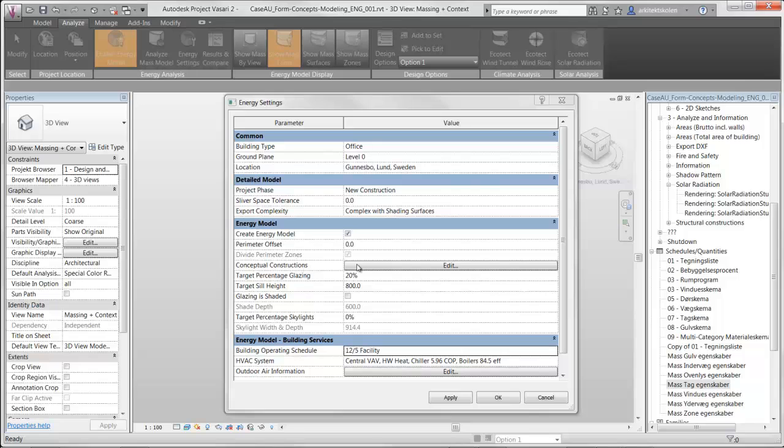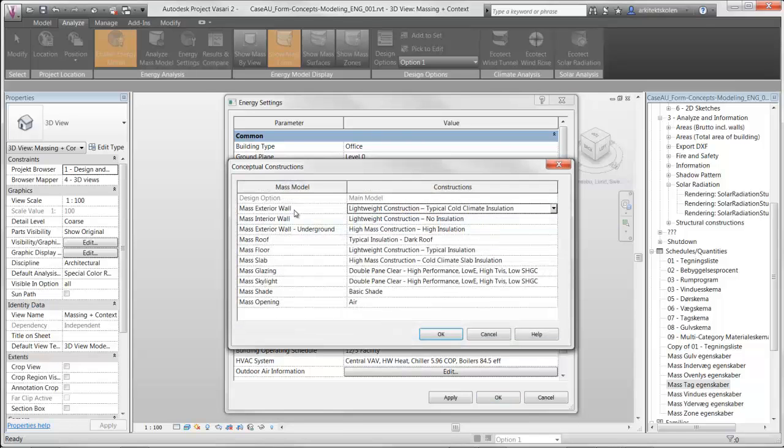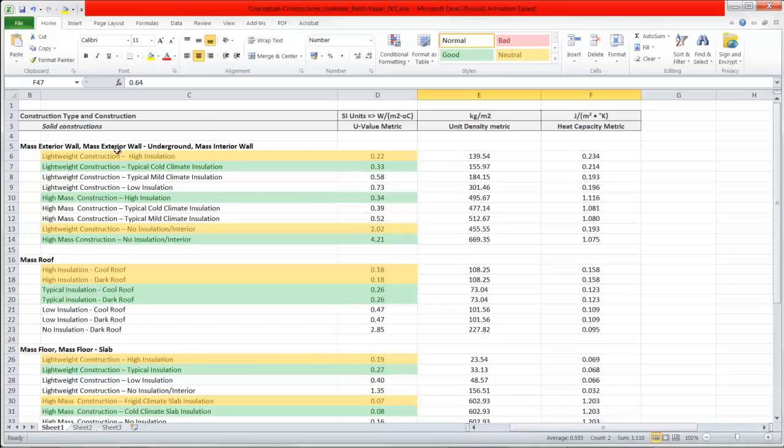You need to choose some of the conceptual constructions for each of these components: wall, roof, floor, etc. For this, it is very important that you choose materials that relate to each other. I have here the different values for these conceptual constructions. What I have done is look at these different conceptual constructions that are built into the conceptual energy analysis and found the different U values.